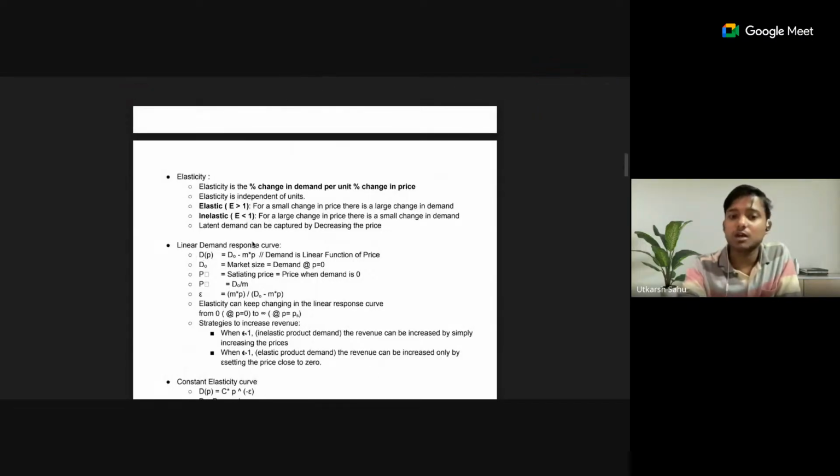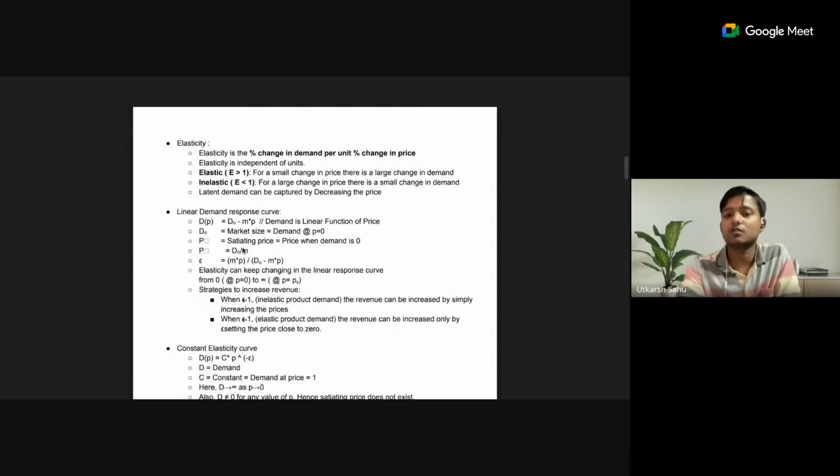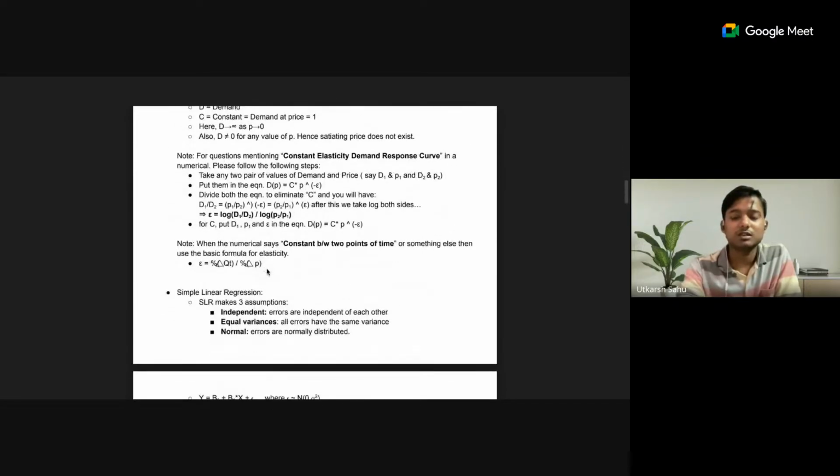In your linear demand response curve, D of P is equal to D naught minus MP. Here, the intercept is D naught, which is also known as market size. Sometimes they will give you an ANOVA table and ask, what is market size? What is your satiating price? So you should know these terms by name. Then you can apply the definition or the formula. Okay, so remember these things.